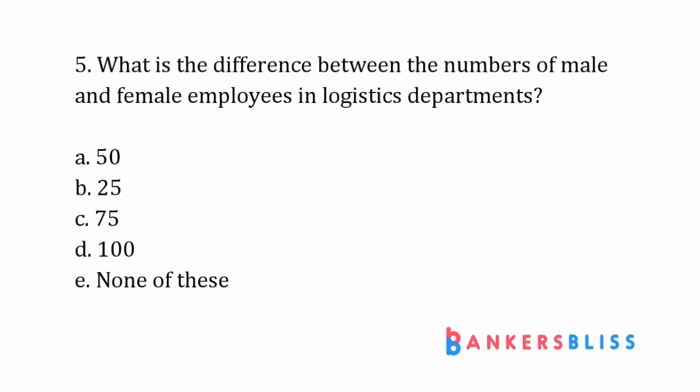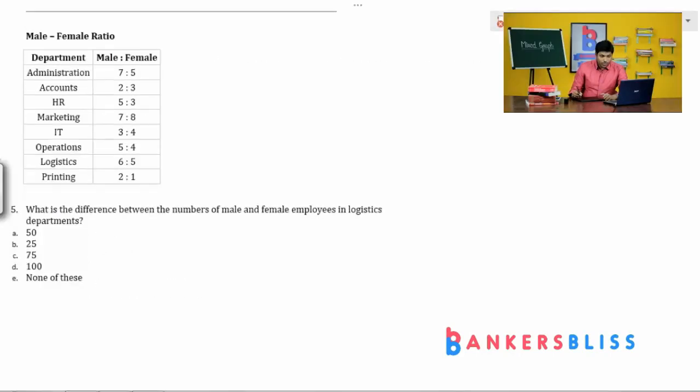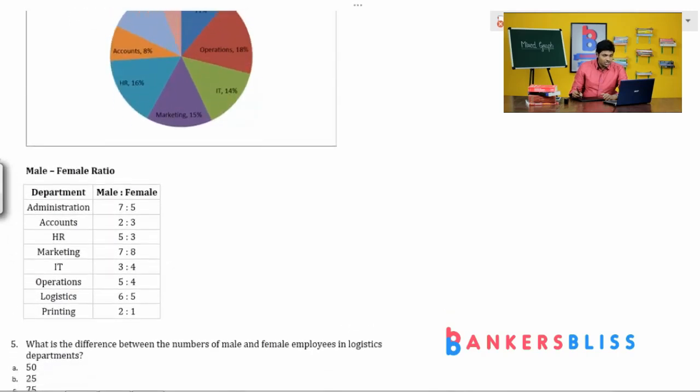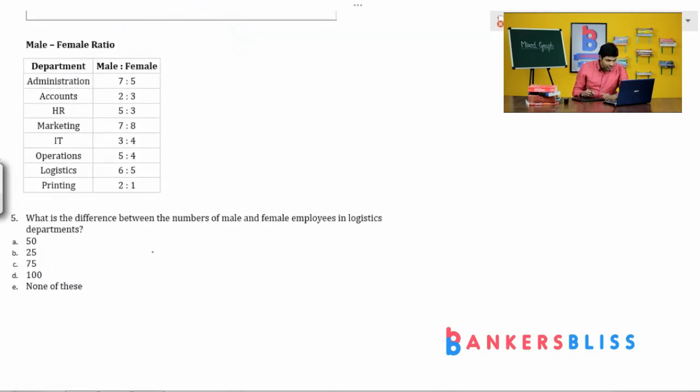What is the difference between the number of male and female employees in logistics department? So you have to calculate the number of male and female employees in logistics department. So logistics department forms how many percentage? So logistics department is forming 11%. So you have to calculate the difference between male and female. So what is the ratio? The ratio is 6 is to 5.